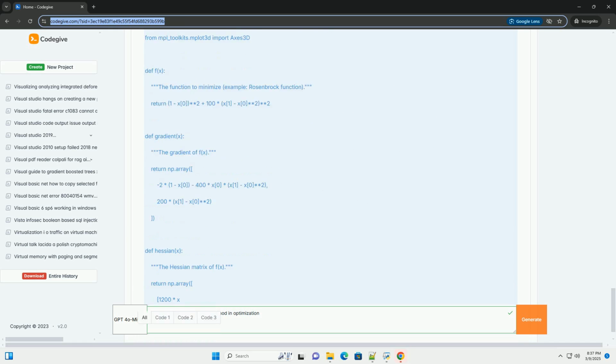method. x0 is the initial guess. Tolerance is the convergence criterion. We stop when the absolute value of the gradient is less than this. max_iterations is a safeguard to prevent infinite loops. The function iteratively updates x using the Newton's update rule. It stores the history of x values in the history list for plotting.